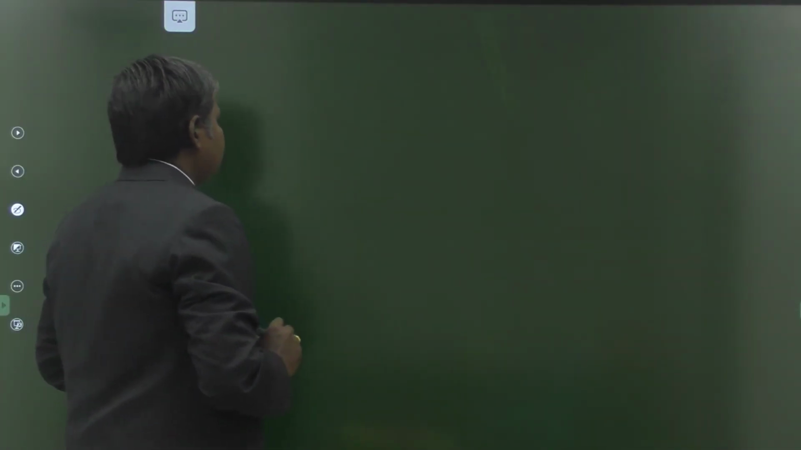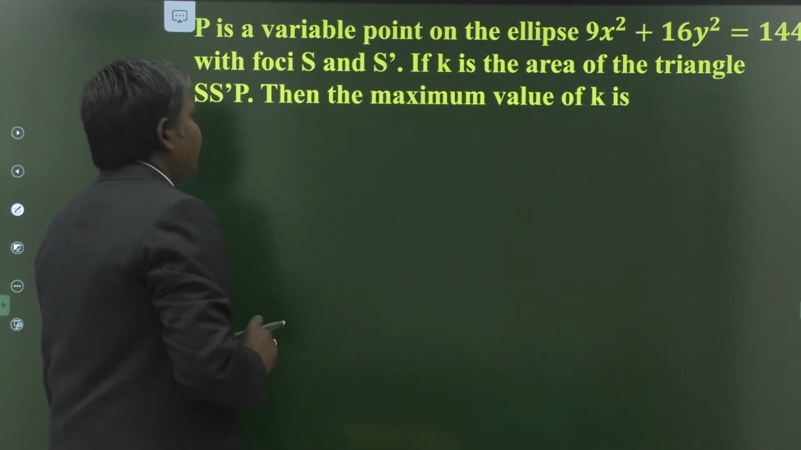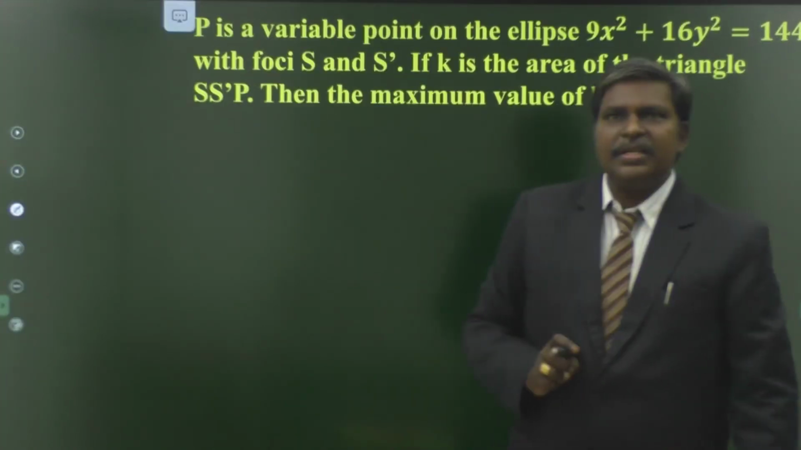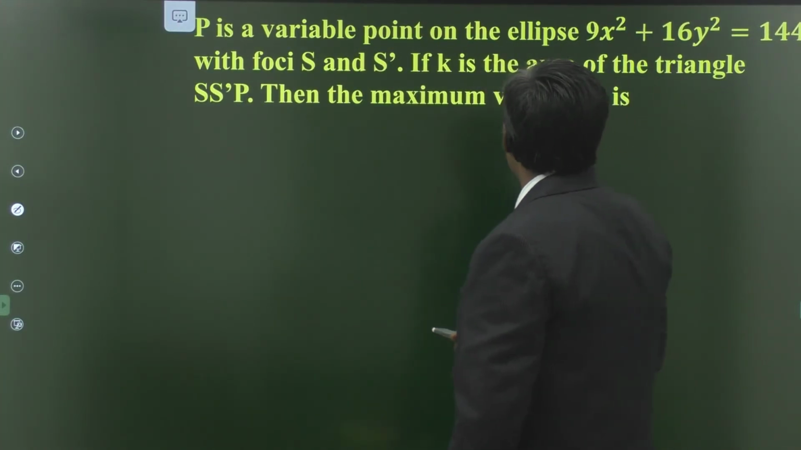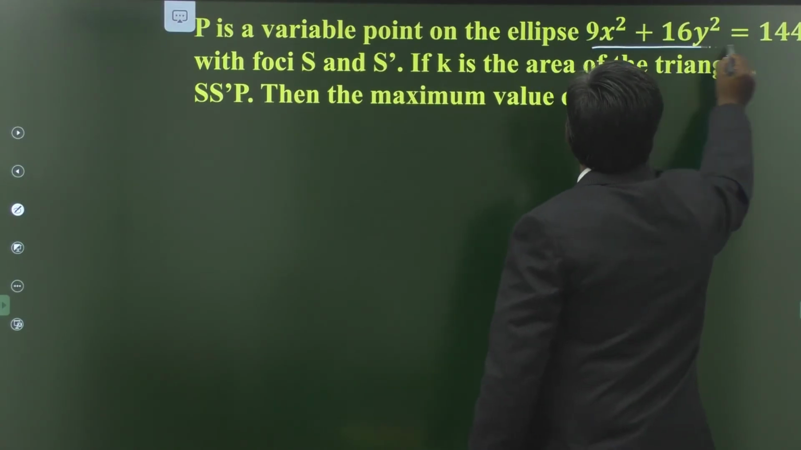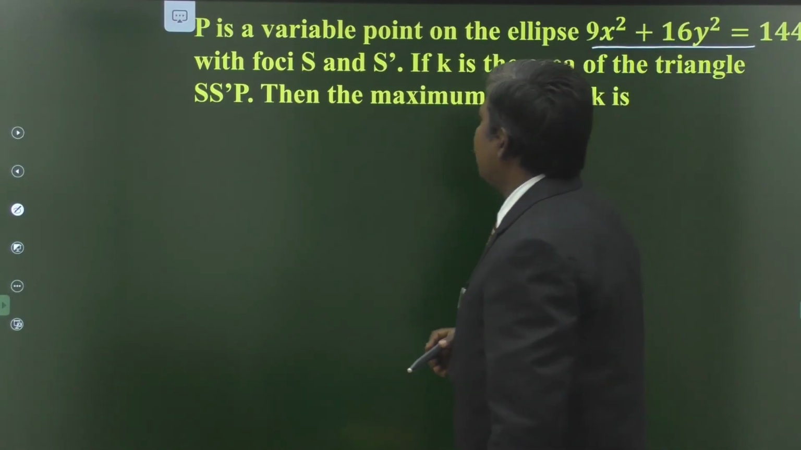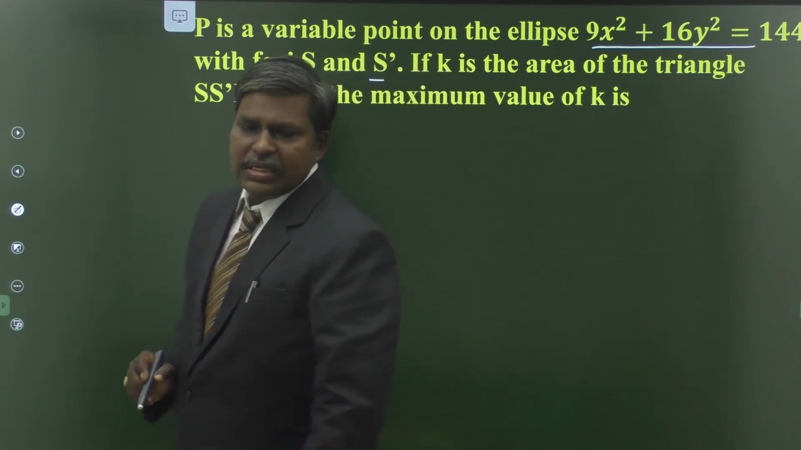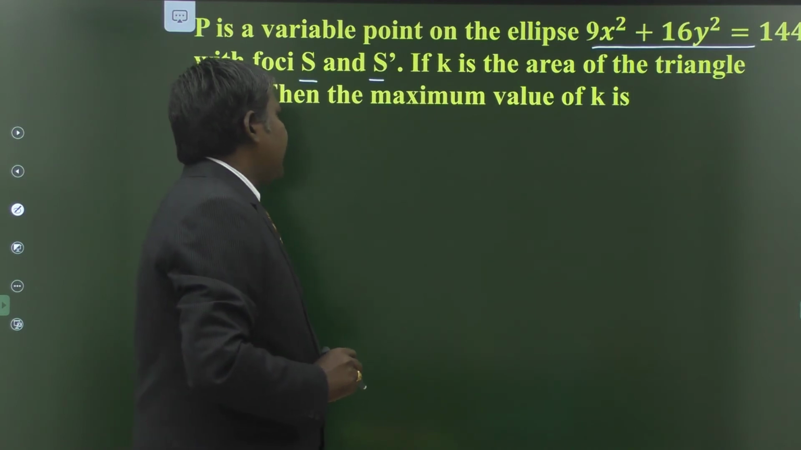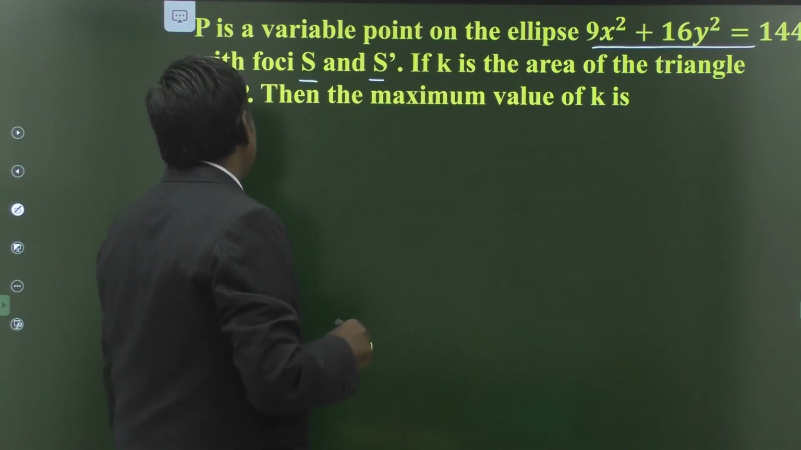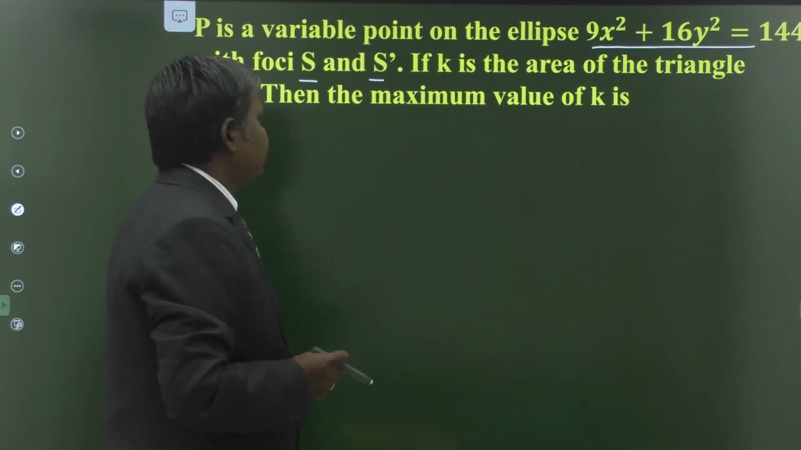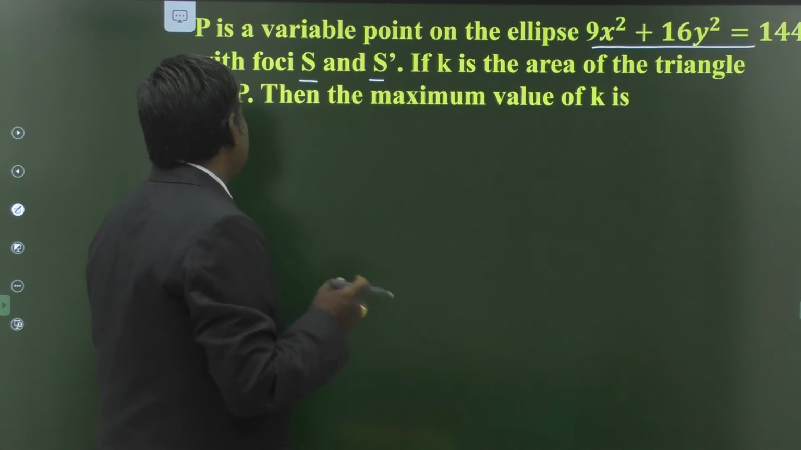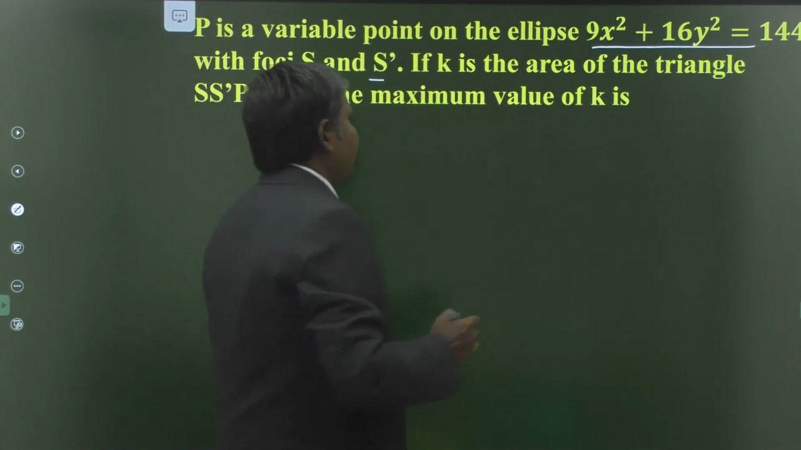Next question. P is a variable point on the ellipse 9x square plus 16y square is equal to 144 with foci S and S dash. S and S dash are given to you. K is the area of the triangle SS dash P. Then the maximum value of K is what?